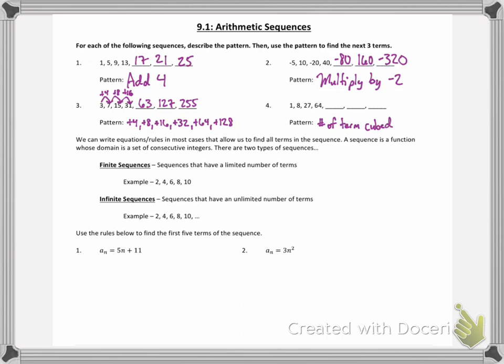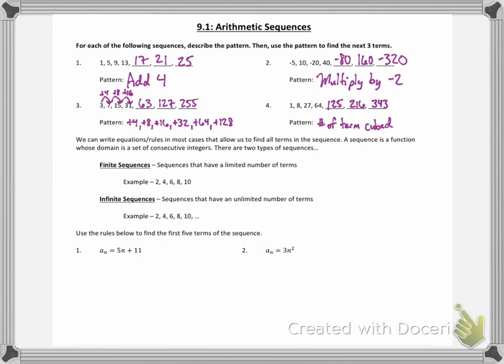Okay, so the positioning of the term in the sequence, you cube that, and that's how you get your result. So the fifth term would be 5 cubed, 125. The sixth term would be 6 cubed, 216. The seventh term would be 7 cubed, 343. So again, just looking at the basics of establishing patterns, and again, we're going to look at more specific types here, more similar to what we see in numbers 1 and 2.